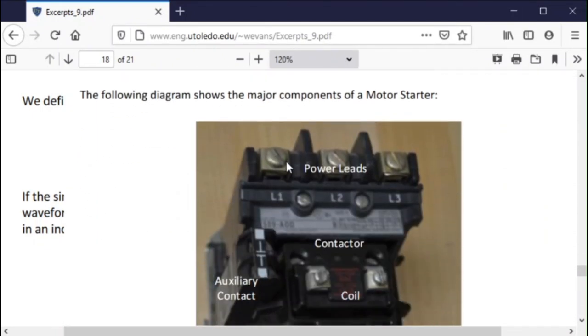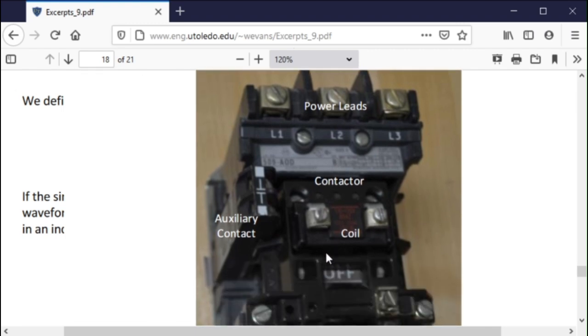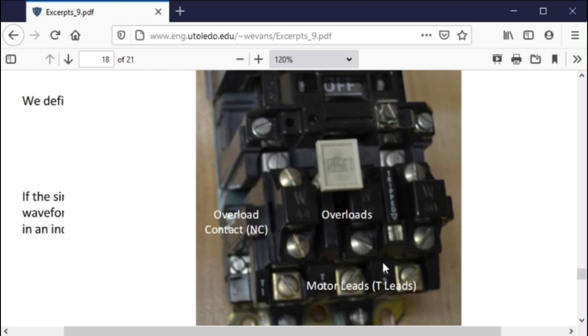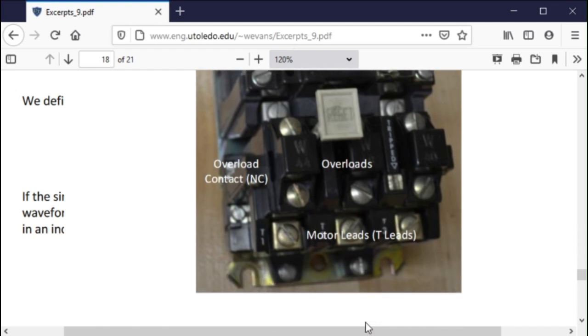So here's the power leads coming in. Here's your contactor. Here's the two wires for the coil that turns the motor contactor on. Here's your auxiliary contacts. And down here is where you have your overloads. Right here's your overload contactor. And here's your motor leads. These are the leads that go to your motor. So the power flows from the top to bottom, comes out here, and it goes to your motor.